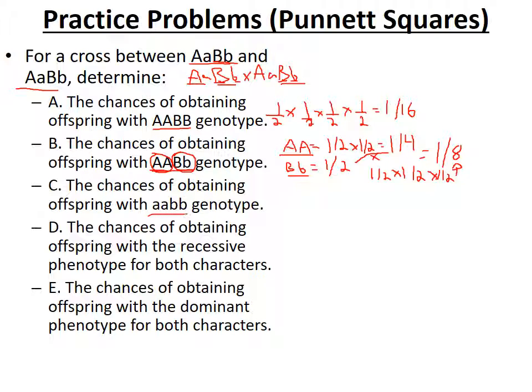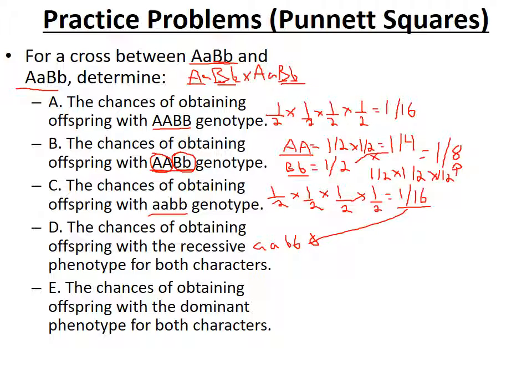What are the chances of getting little a, little a, little b, little b? Well, let's take a look. We have half a chance of getting little a from mom times half a chance of getting little a from dad times half a chance of getting little b from mom times half a chance of getting little b from dad, and that's 1/16. The chances of obtaining an offspring with the recessive phenotype for both characters, well, if you read that carefully, that's little a, little a, little b, little b, and that's 1/16.